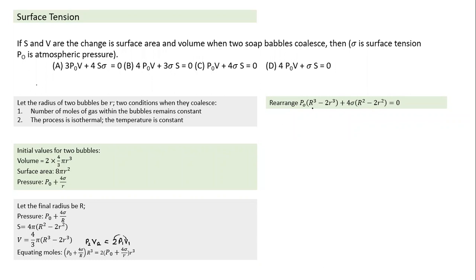And these terms I need to substitute in terms of S and V. These two terms we have. In the case of volume, R cube minus 2 small r cube can be written as 3V by 4 pi. So I substitute the value in terms of V. And this term here we substitute in terms of S: R square minus 2 r square is S by 4 pi. If I substitute, I get my equation.